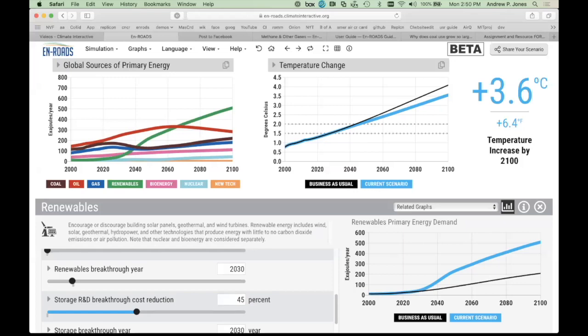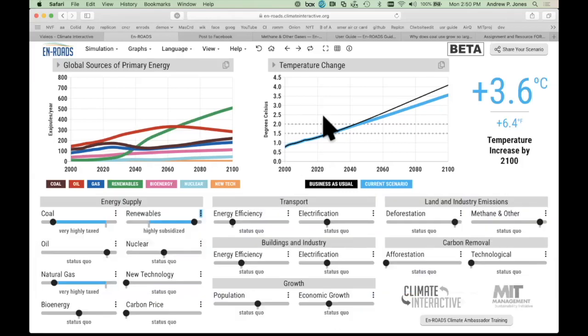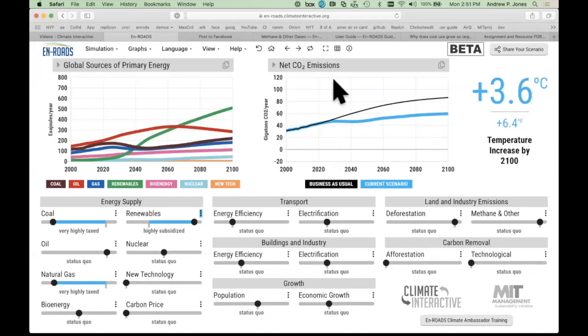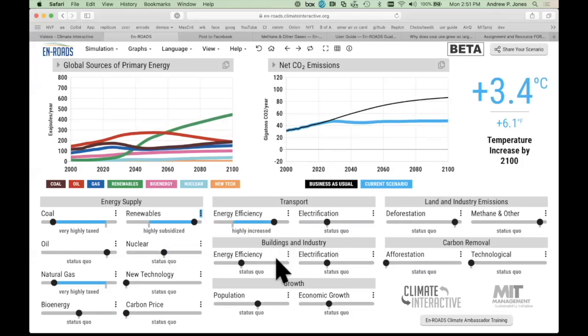Looking to see other things that are particularly interesting or helpful. Oh, there's a lot of talk about net zero. You may in your team say, oh, we need to be net zero CO2 emissions by a certain year. Can you explore that? Yes. What we're talking about is carbon dioxide net emissions. So there they are. The black line is the business as usual future, and the blue line is the scenario that we're creating. So the year of net zero, well, let's create it. We're not net zero yet.